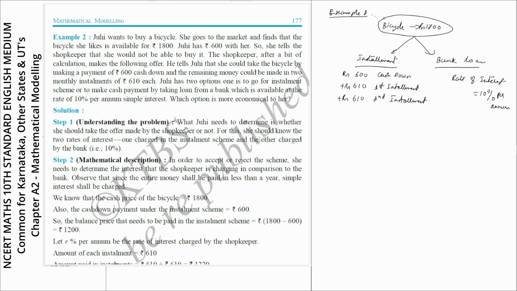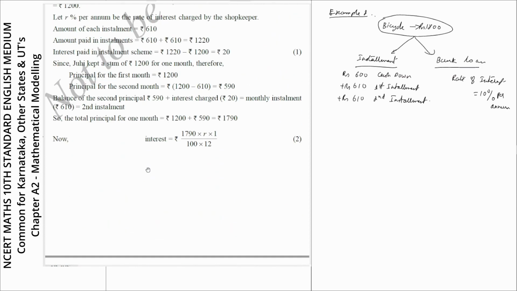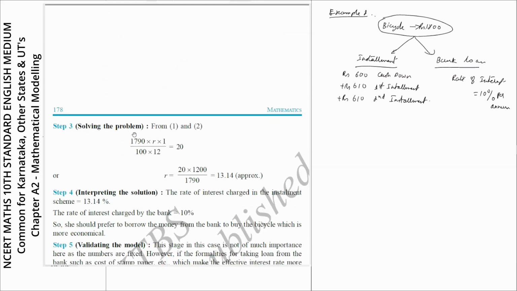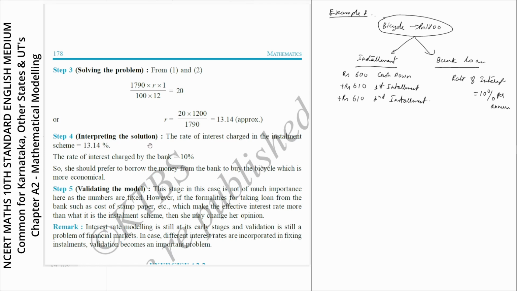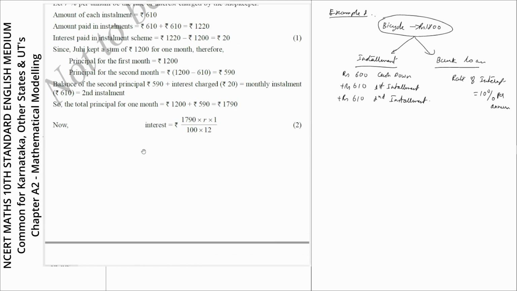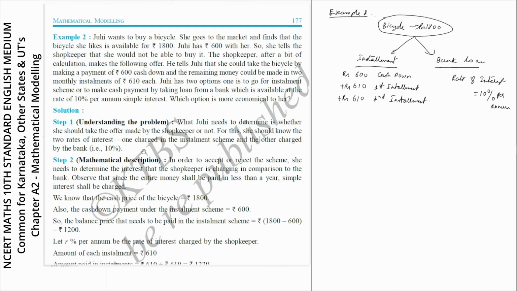So here also we should follow the standard procedure of mathematical modeling. The steps in mathematical modeling are: first step, understanding the problem; second step, mathematical description; third step, solving the problem and interpreting the solution; and the last is validating the model. Let us see how to solve this problem. In this problem, Juhi has to purchase a bicycle whose selling price is rupees 1800. Okay, she has two options. One is installment option and another is bank loan option.